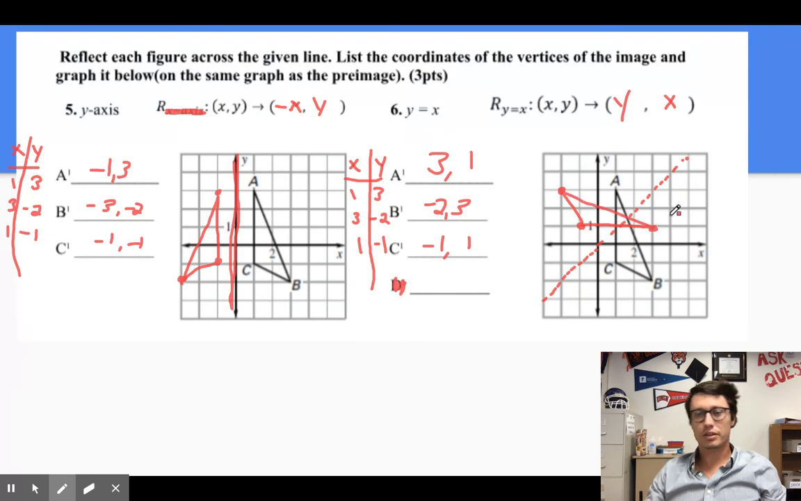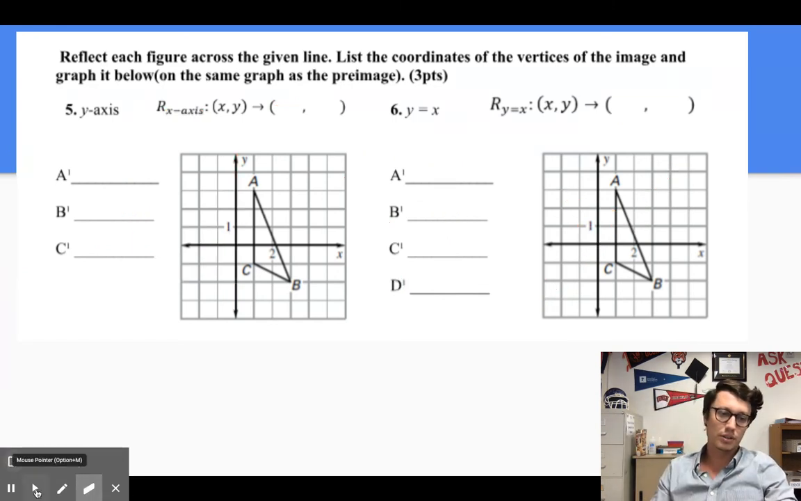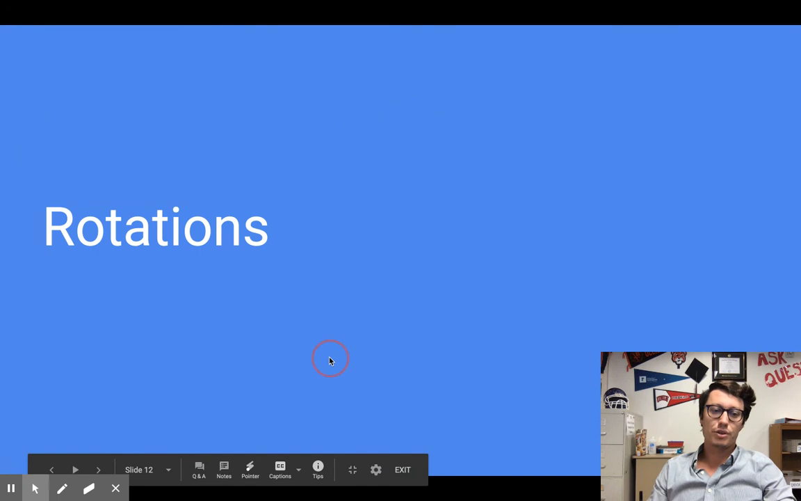And there we have our triangles. And then it's a diagonal line, but if you tilt your head to where it's looking at the diagonal line, you can see that they are indeed reflections of each other. Good. A few examples of rotations.